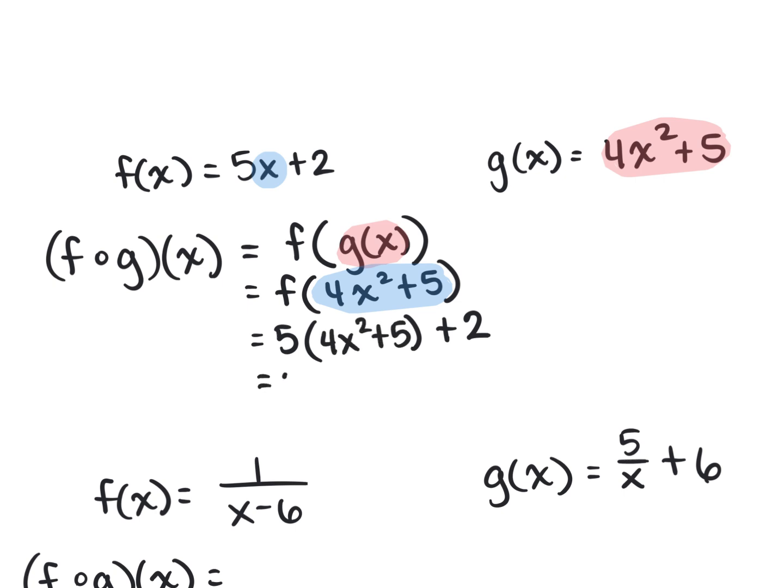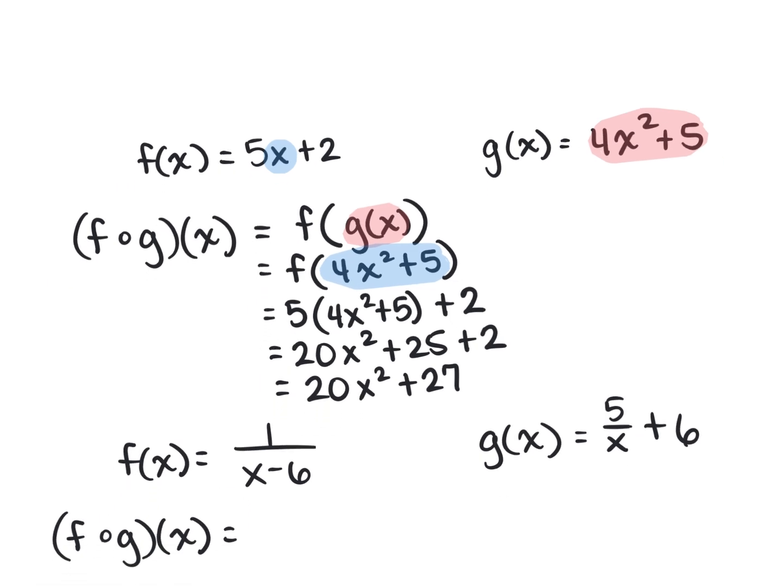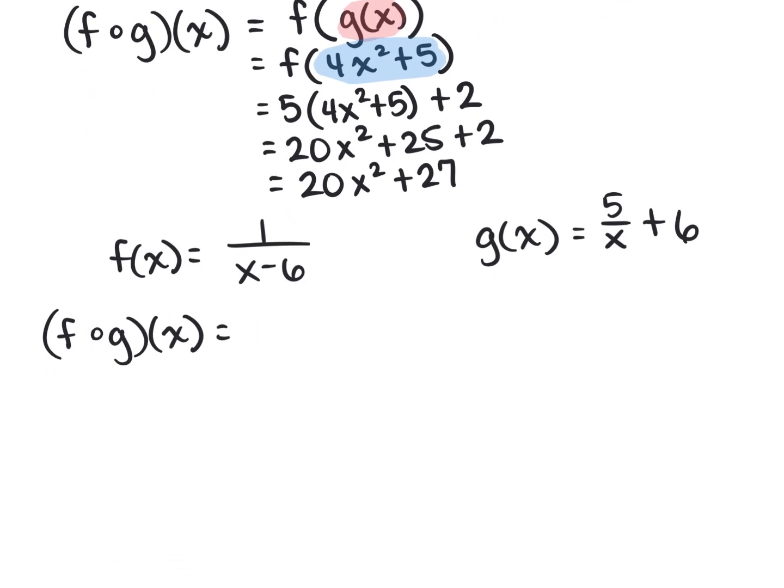And then you'll distribute your 5. So you have 20x squared plus 25 plus 2. And your final answer for this would be 20x squared plus 27. Now, you can do those both ways. This question only asks for one way, so you would type that final answer in. All right, very similar in the next one.